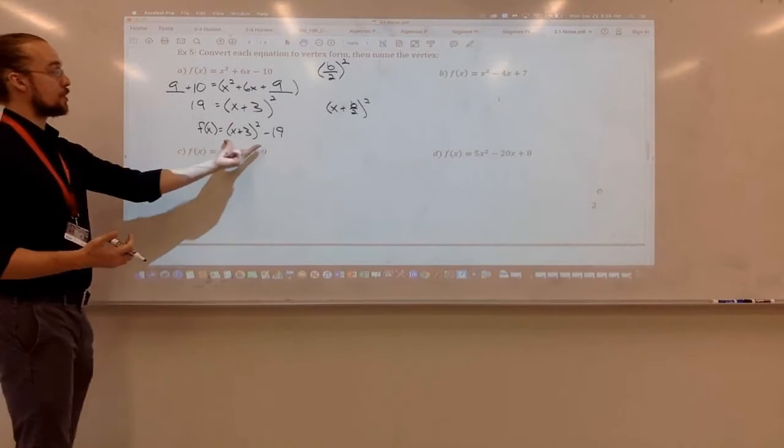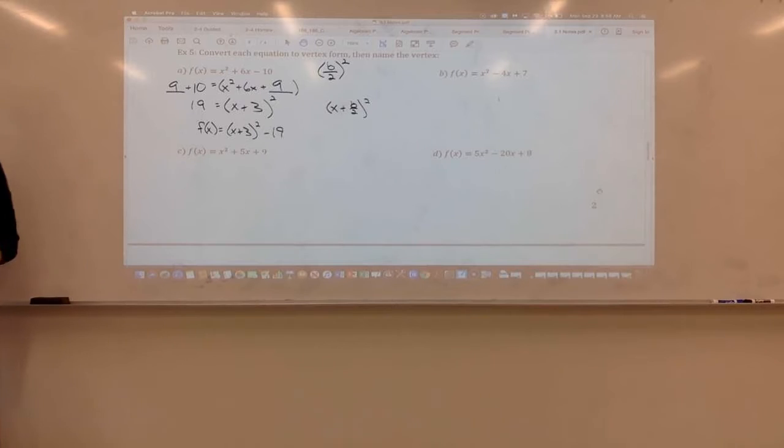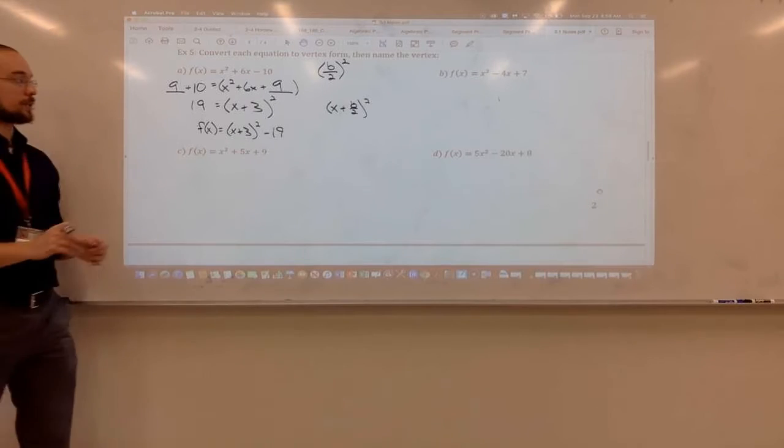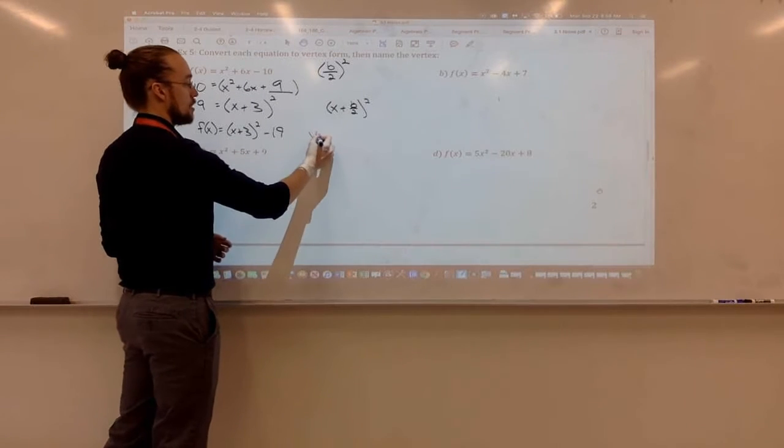So now what is the vertex? We can just look at this and see the vertex now. -3, -19.